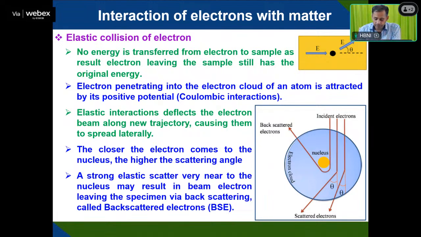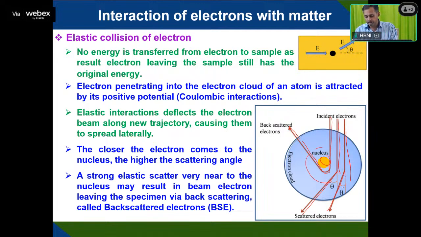Once the electron penetrates, you can see here this is the nucleus, and this is the electron surrounding it. You can see the electron is coming here. After going inside, it interacts with the Coulombic field of that nucleus. Because of this Coulombic interaction, the electron will change its path. If it comes very, very close, it can be returned back along this pathway, and those are called backscattered electrons.